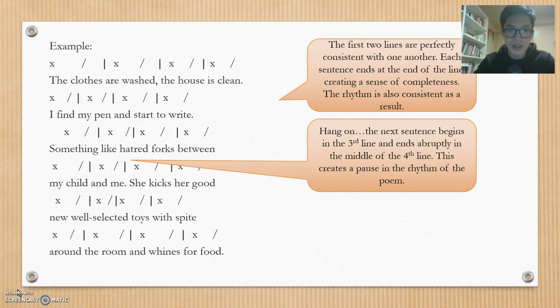So again, the clothes are washed, the house is clean. I find my pen and start to write. Something like hatred forks between my child and me.